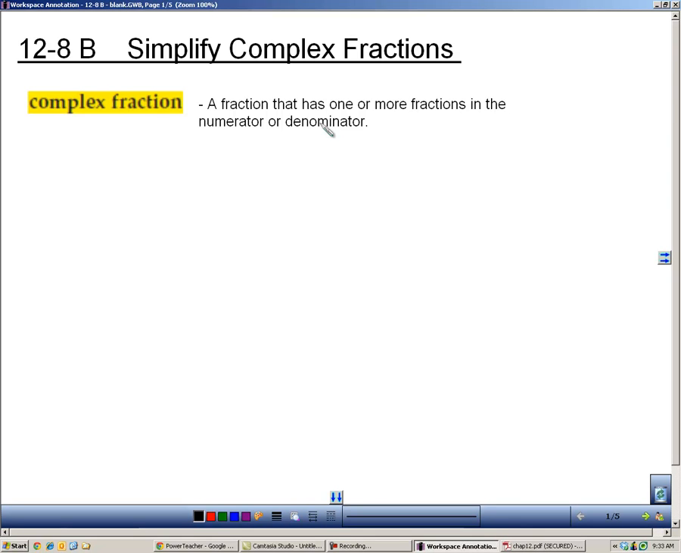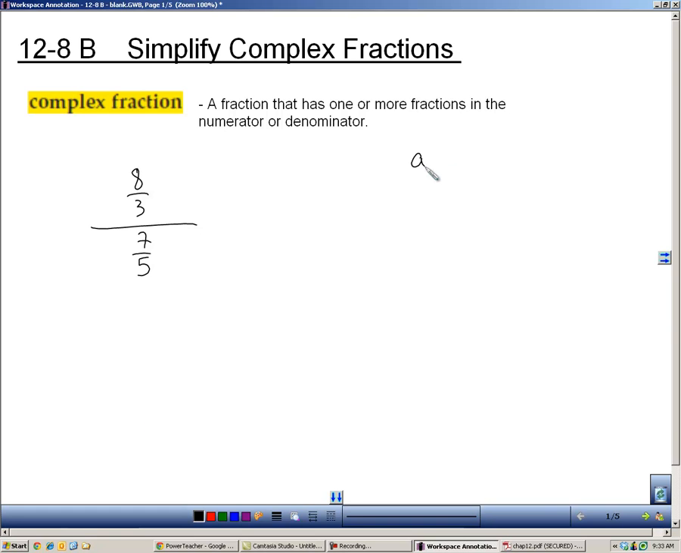Section 12.8b is about simplifying complex fractions. A complex fraction is a fraction that has one or more fractions in the numerator and the denominator, something like 8/3 divided by 7/5. That is a fraction in its numerator and its denominator, and we're going to learn to simplify that.